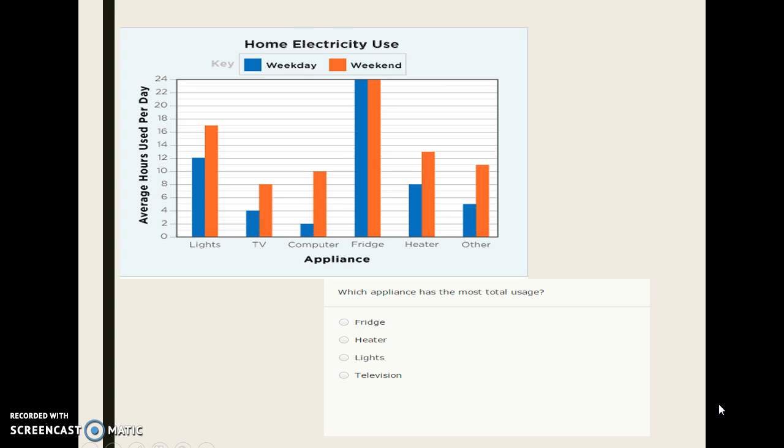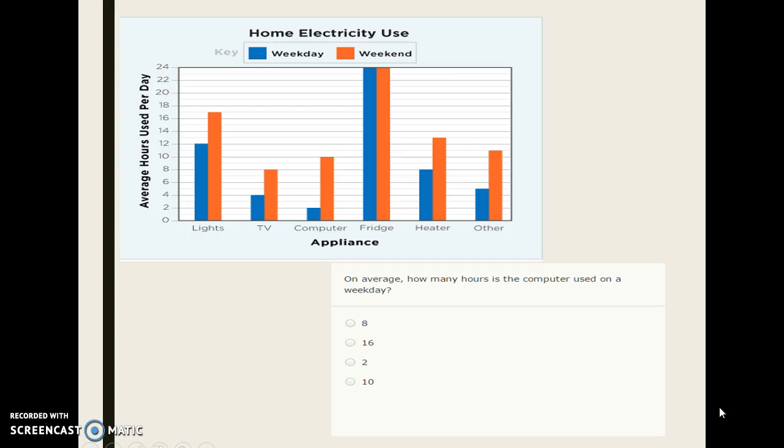Which appliance has the most total usage? Fridge, heater, lights, or television? It's the fridge. So you're looking at total usage between weekend and weekday, and of course this one's off the charts. So we know that adding them up is going to be more than any other addition that you do here with any of the other appliances because it's running 24/7.